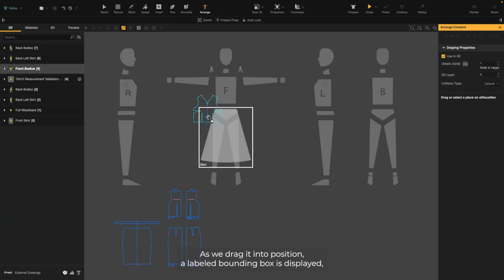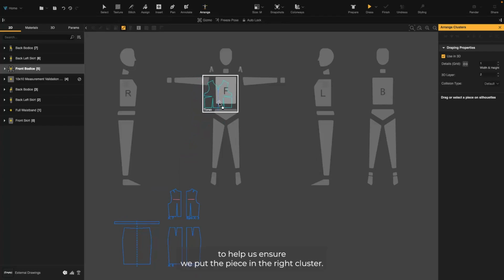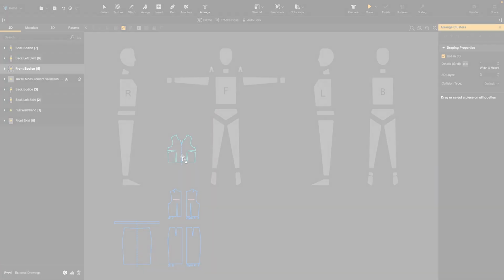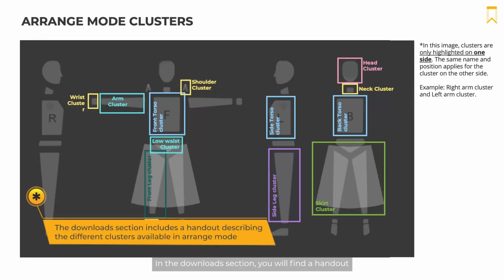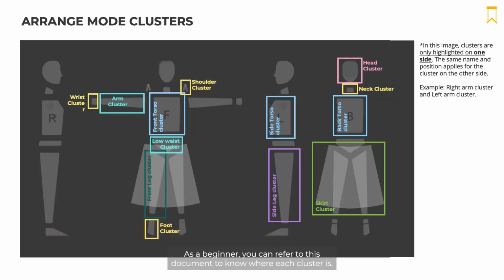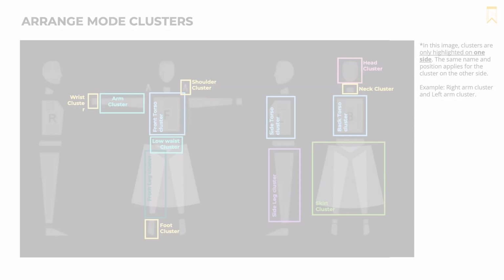As we drag it into position, a labeled bounding box is displayed to help us ensure we put the piece in the right cluster. If we make a mistake, we simply drag the piece out of the cluster. In the Download section, you'll find a handout that describes the different clusters available in Arrange mode. As a beginner, you can refer to this document to know where each cluster is.